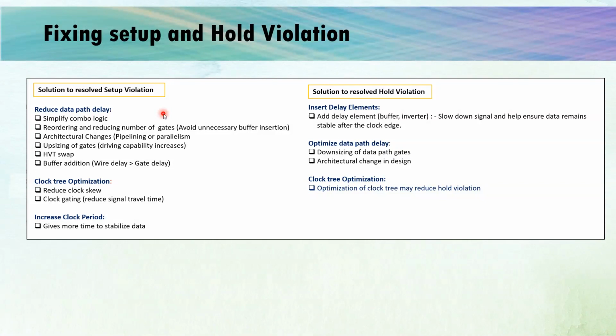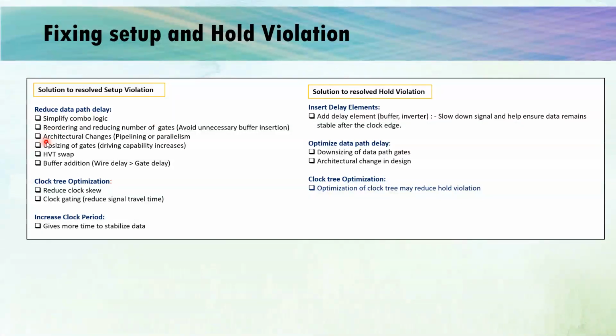So in what ways is this possible? One is if we can simplify our combinational logic, we can design it in a way that it takes less time. Second, we can reorder or reduce the number of gates. By reducing the number of gates, I mean there might be some unnecessary buffer insertion in the data path which is not required. If that buffer insertion can be removed, that may lead to a reduction in the data path delay.